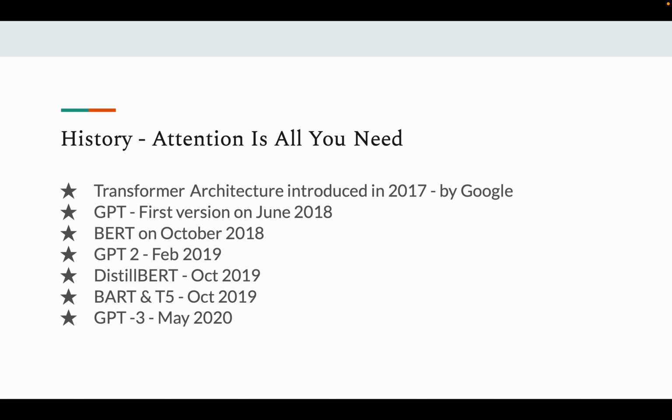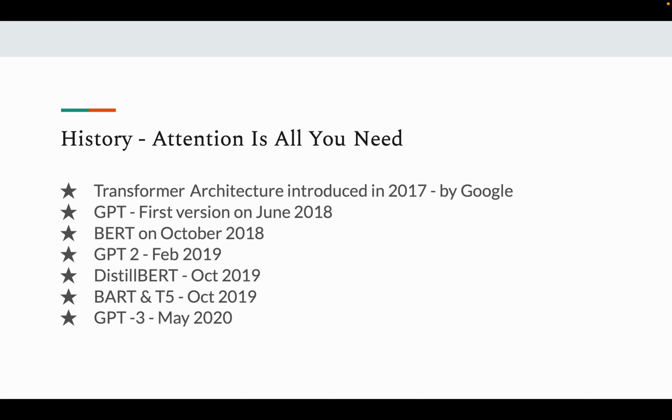Attention is All You Need. That is the start of transformers, a paper released by Google in 2017. Then in June 2018, GPT's first version was released. The same year in October, BERT was released, and in February 2019, GPT-2 was released, a better version of GPT. Then DistilBERT, BART and T5 were released in October 2019, and GPT-3 in May 2020. So that is just a history of the releases.